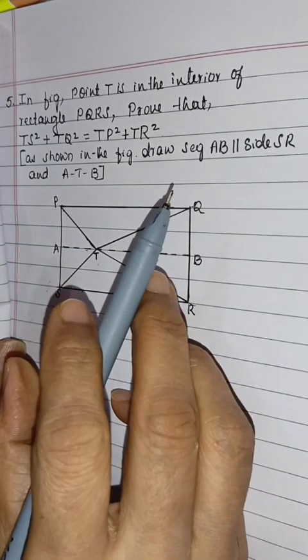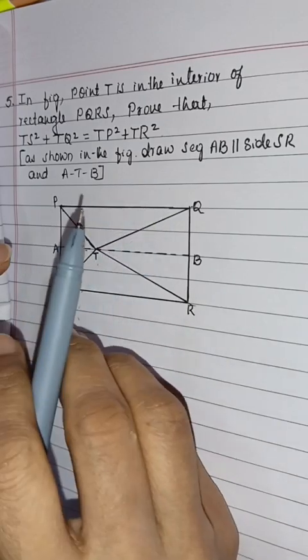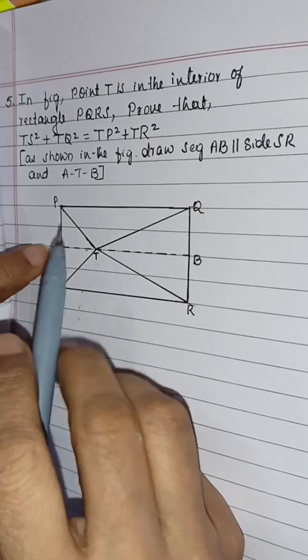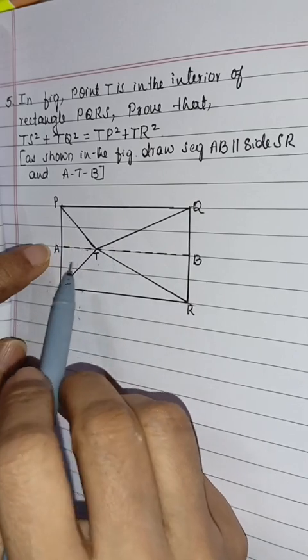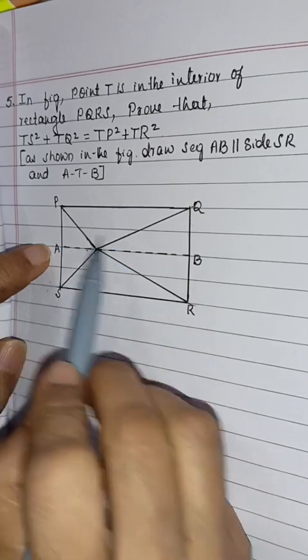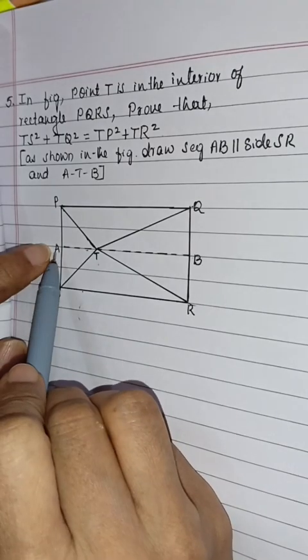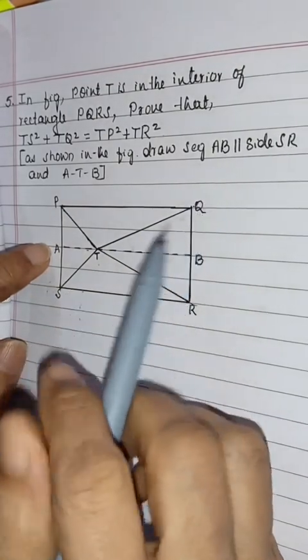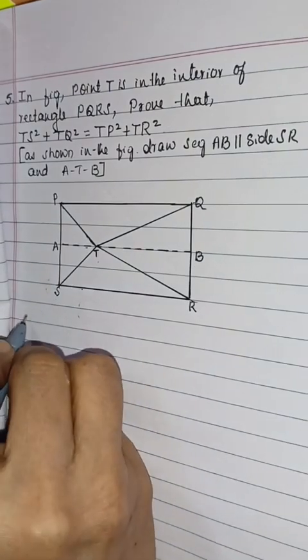Therefore, quadrilateral. What does quadrilateral mean? A figure having 4 sides is called a quadrilateral. A rectangle is also a quadrilateral. Therefore quadrilateral ASRB is a rectangle.